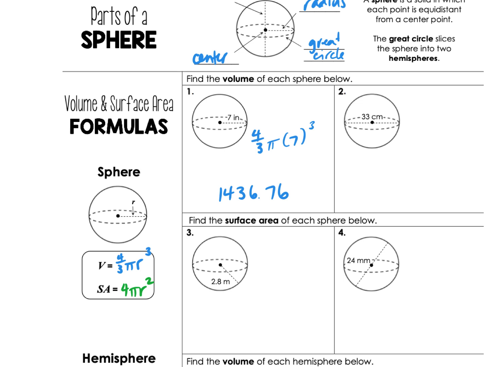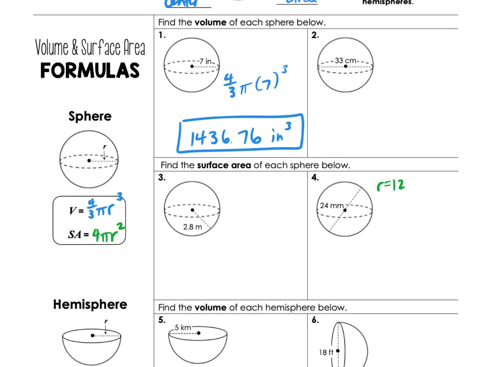1436.76. Because it's volume. So the one for volume is cubed, the one for surface area is squared. And then let's go do number 4. What is my radius? Radius is 12. So the surface area is 4 pi r squared.